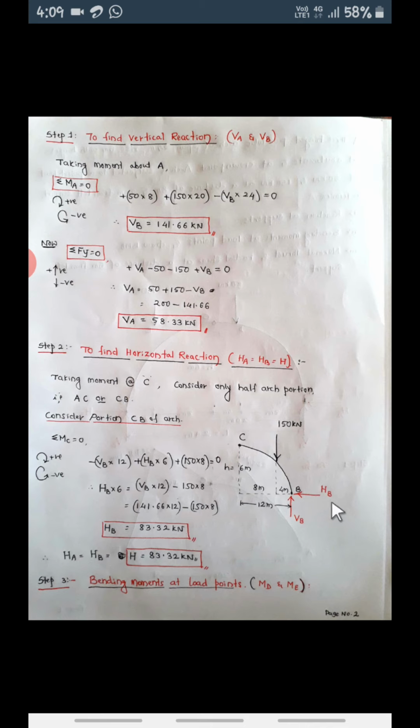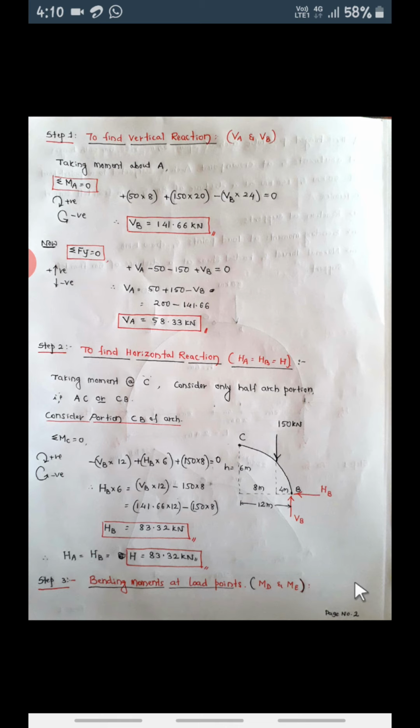As we know already that HB is equal to HA, so both are the same, therefore HA is equal to HB, you can indicate this as H, that is the horizontal thrust. H is equal to 83.32 kilonewton. So this is the first step what they have asked, reactions at the supports. So we have found VA, VB, then HA, HB, that is H is equal to 83.32 kilonewton.